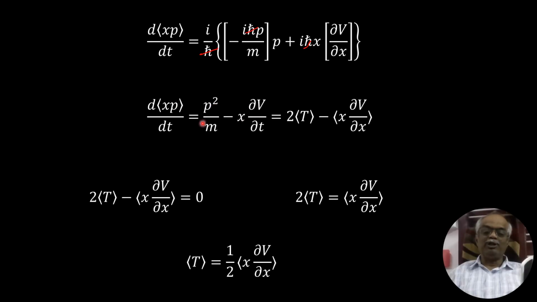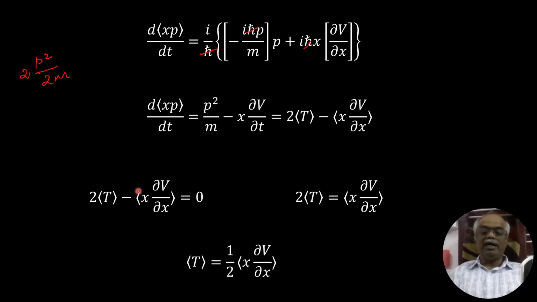You can see p squared over 2m is the kinetic energy. Then this is 2 times the kinetic energy, because you can multiply and divide by 2. So then you will get p squared over 2m. So this is 2 times the expectation value of kinetic energy. Then minus the expectation value of x multiplied by the partial derivative of the potential.